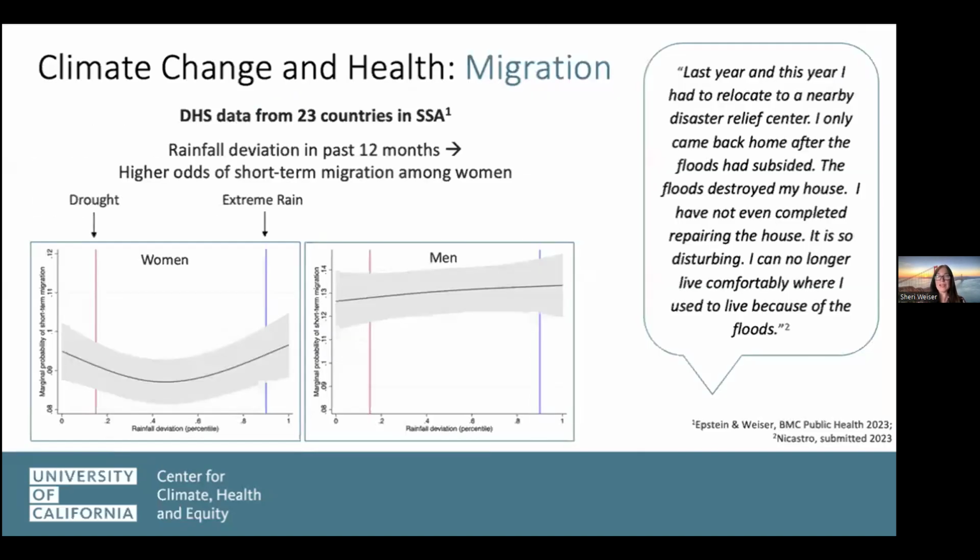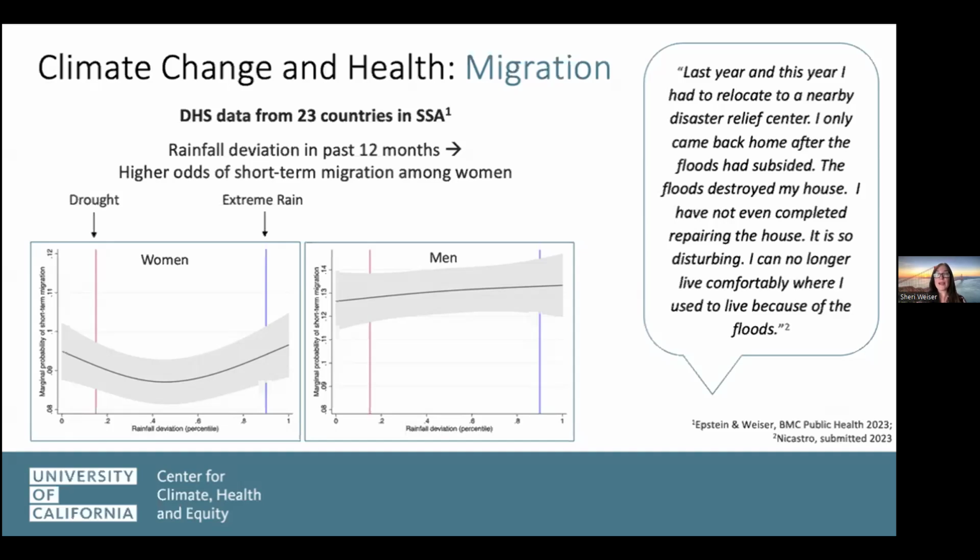So turning to migration, we have found really important health impacts of climate-related migration, and we've also shown that there may be gender differences in climate-related displacement. So here's a recent analysis using DHS data from 23 countries in sub-Saharan Africa. And in adjusted analyses, Adrian Epstein on our team found that women had higher odds of migration in both conditions of drought and excessive rains, while there was no statistically significant associations for men. And this really has important public health implications because we know that female migrants face unique health challenges, including, for instance, exposure to gender-based violence.